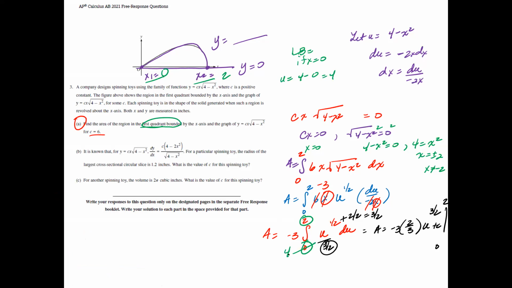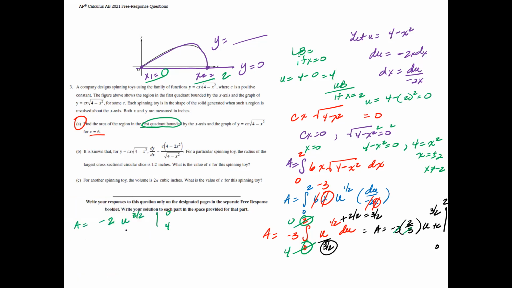Similarly, I have to do this with my upper bound. If x equals 2, u is equal to 4 minus 2 squared, which is 0. So that becomes a 0. So then I have a negative 3 times 2/3. This part cancels, and I have a negative 2 u to the 3 over 2, evaluated from 4 to 0.